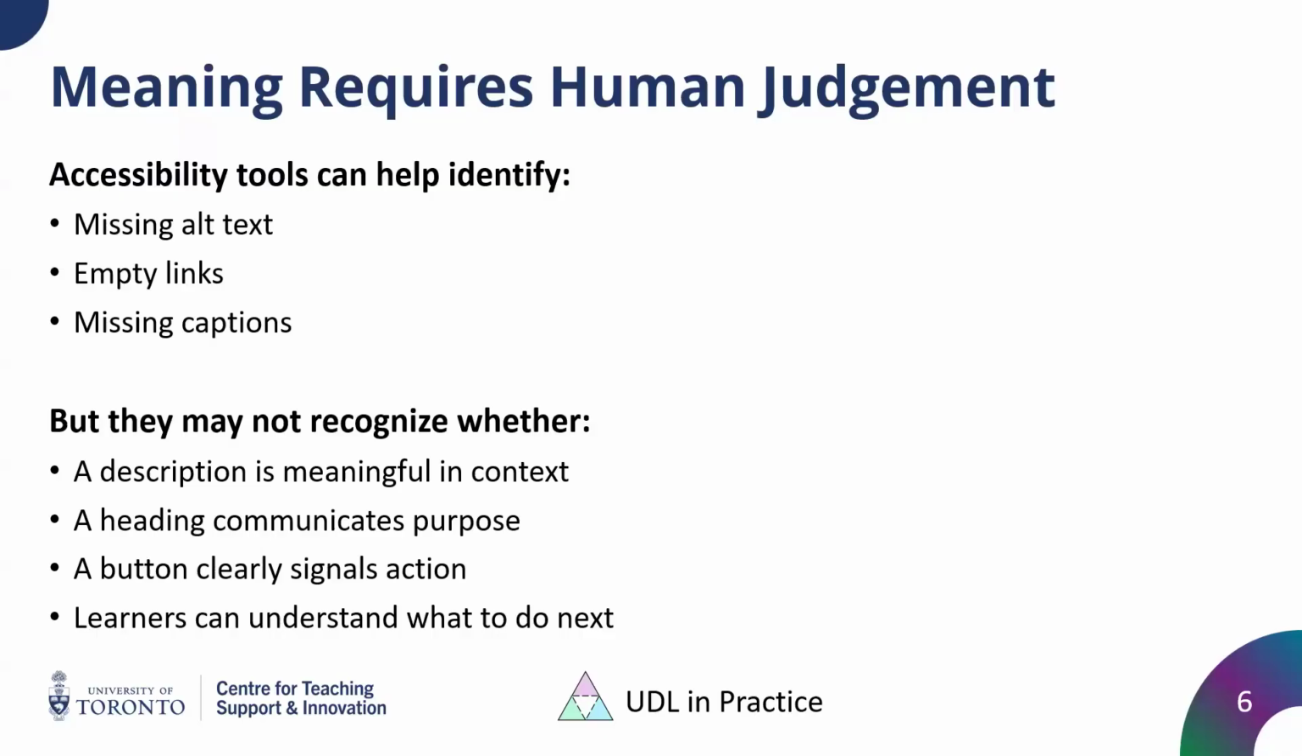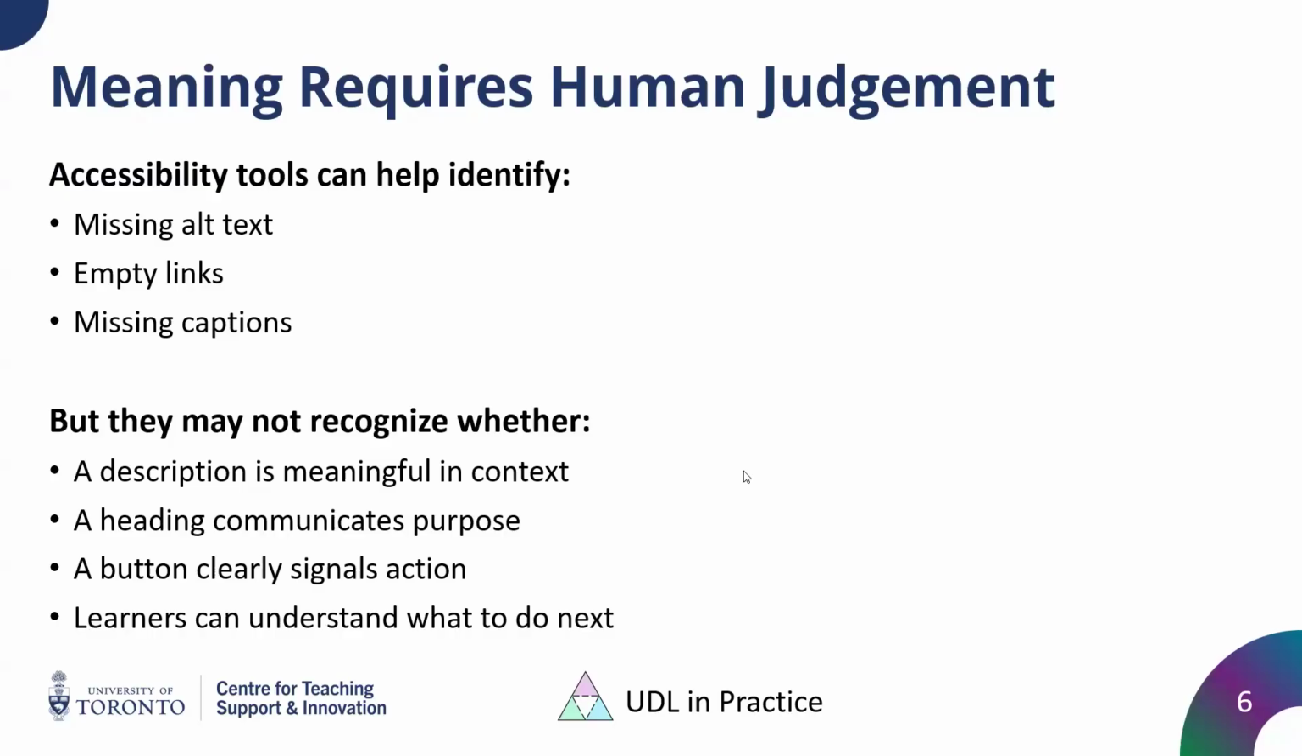Accessibility checkers can often identify missing alt text, empty links, missing captions, but they're not going to be able to recognize other things like whether or not a description is meaningful in context. An accessibility checker won't be able to check whether a heading communicates purpose. For them, the fact that you use headings, the accessibility checker will be like, hooray. But then if your heading is just more, well, more what? Similarly, buttons should clearly signal an action so that the learners can understand what to do next.